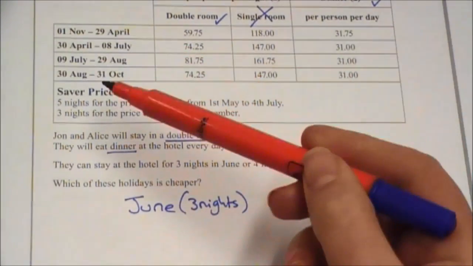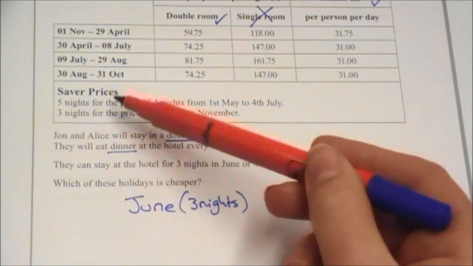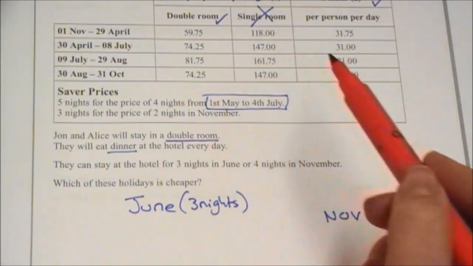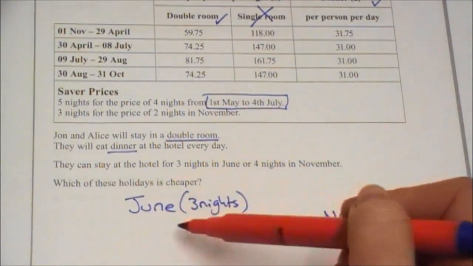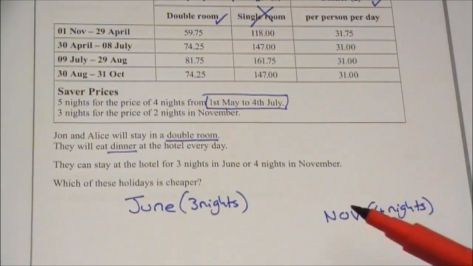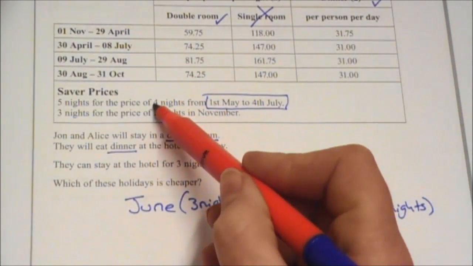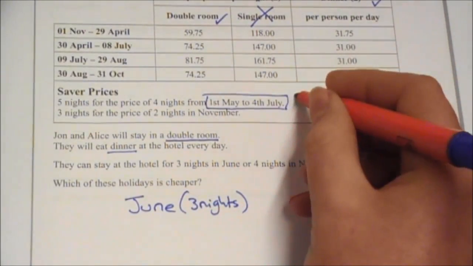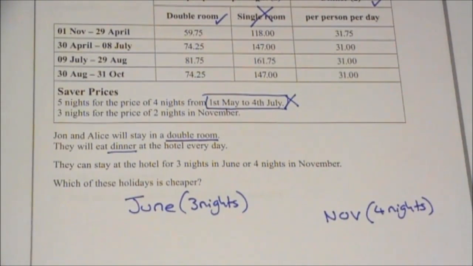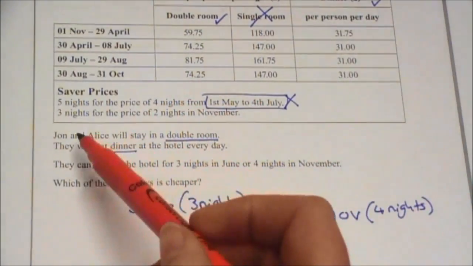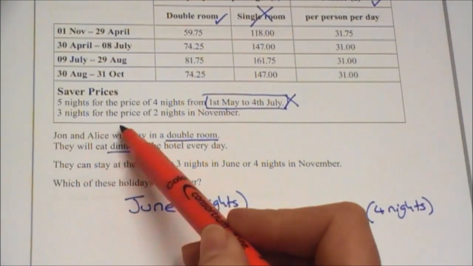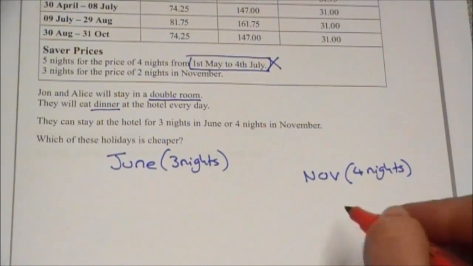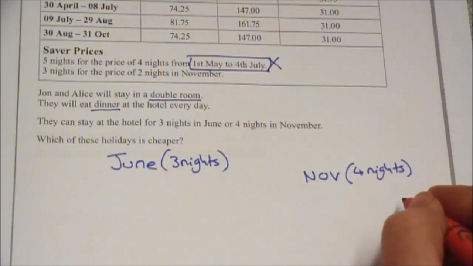So let's have a look at the offers. So the first offer was 5 nights for the price of 4 from the 1st of May to the 4th of July. Now that does include the dates in which I'm going because I'm going in June. However, you need to buy 4 nights in order to get the 5th free. We cannot stay for 4 nights, so that offer does not apply. In November, there is the offer of 3 nights for the price of 2. So I want to stay for 4 nights.